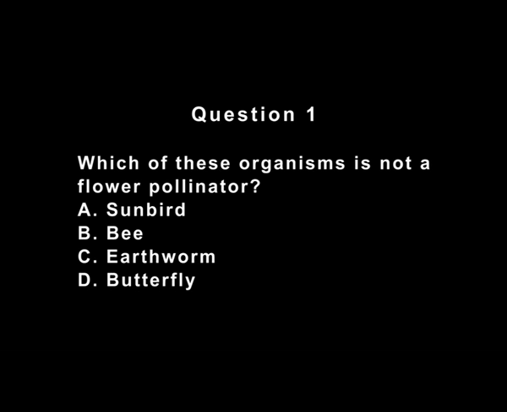Which of them is not helping us to pollinate flowers? A. Sunbird. Sunbirds are those tiny birds you see around flowers. Bees are known to collect pollen grains from one flower to the other. The butterfly is also known to visit flowers, but earthworm is not. So the answer is C.